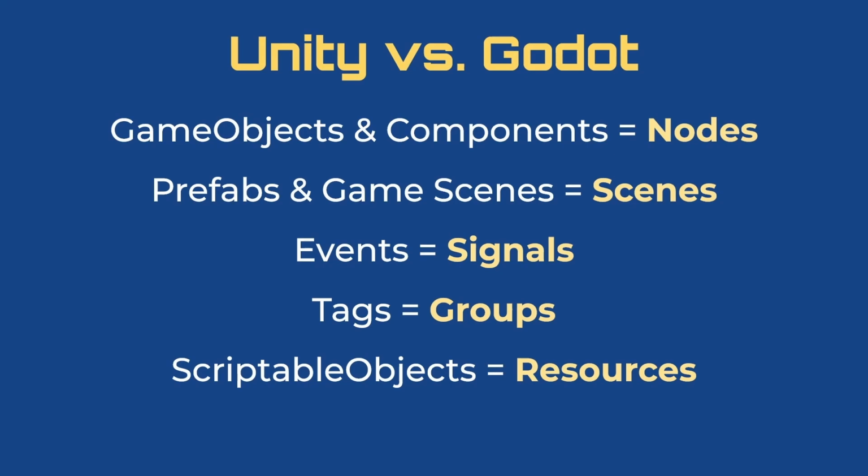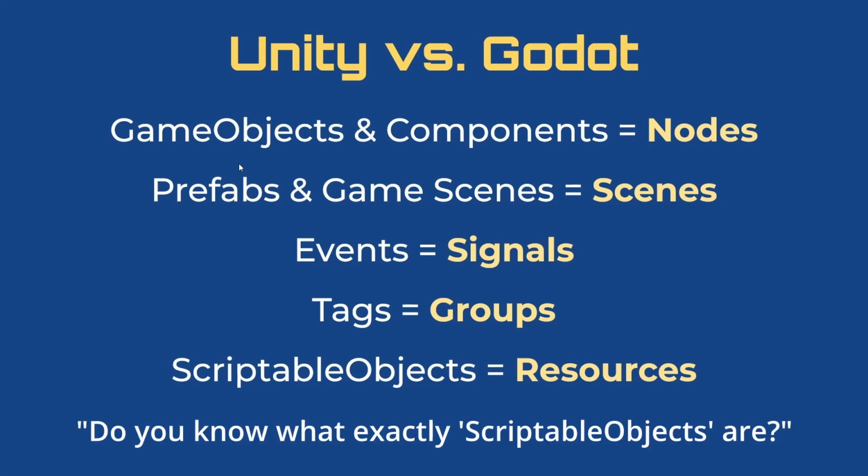I don't really use Unity that much, so I stole this from Reddit. Yeah, what are scriptable objects? It's like a JSON file, but it just holds data. Oh, I see, okay, yeah. So scriptable objects are like .json files that hold data, and the equivalent in Godot is called resources.